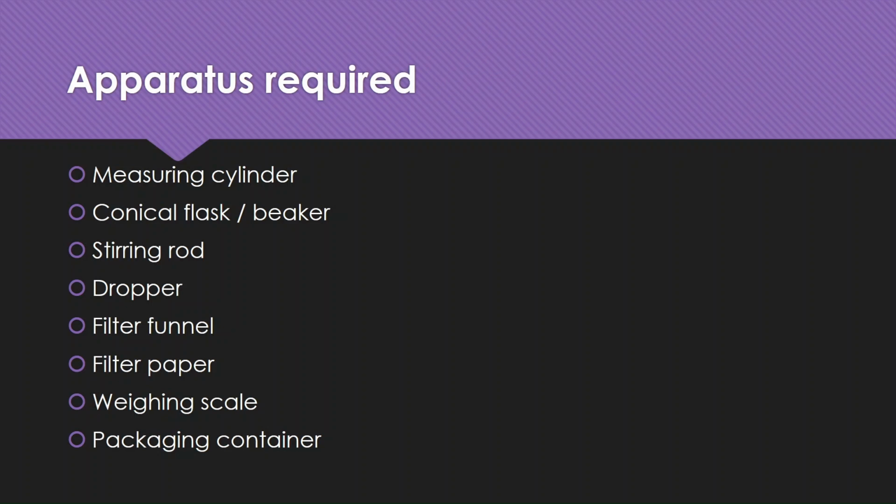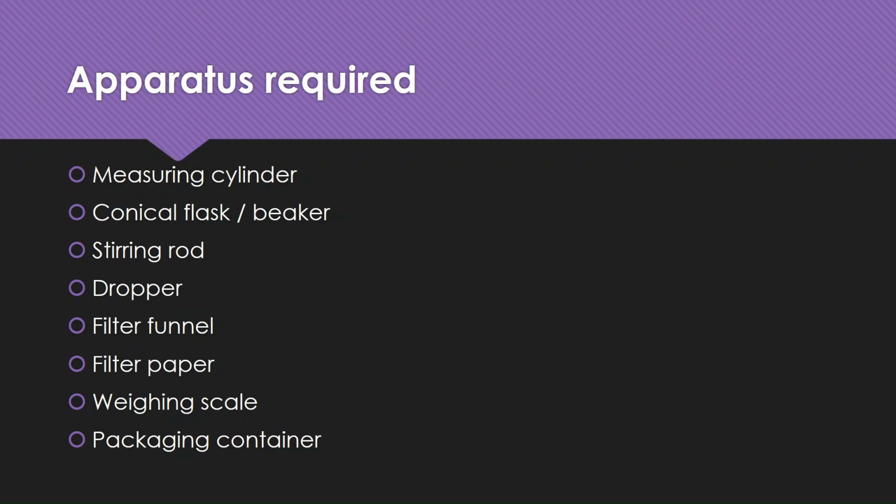There are those that measure up to a maximum of 5 mils. There are those that measure up to a maximum of 25 mils, and then we have those that measure 50 mils, and then we have 100 mils, 500 mils, and then we have up to 1 liter, even more than a liter. Okay, so depending on what concentration you're preparing, you choose the right measuring cylinder depending on which volumes you need to measure.